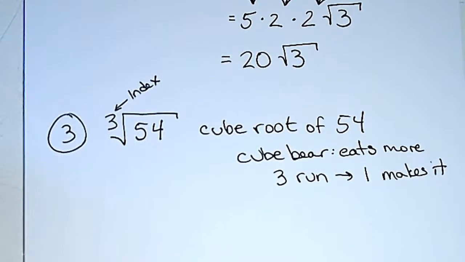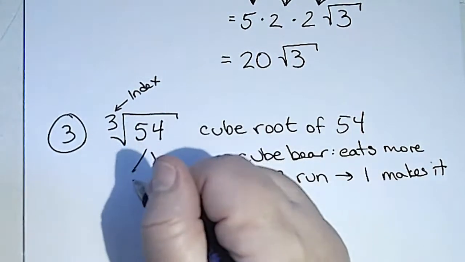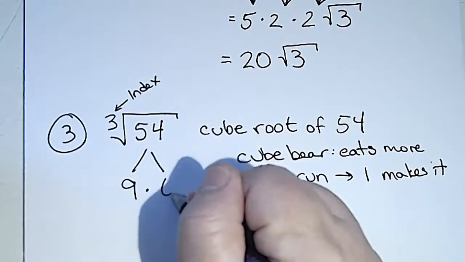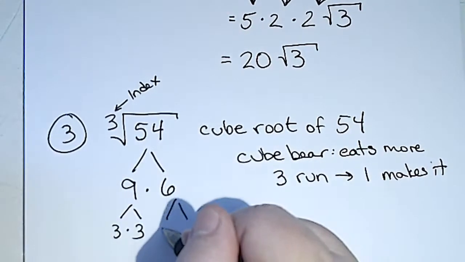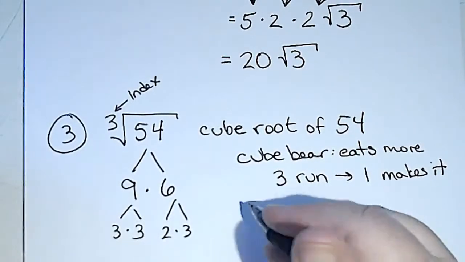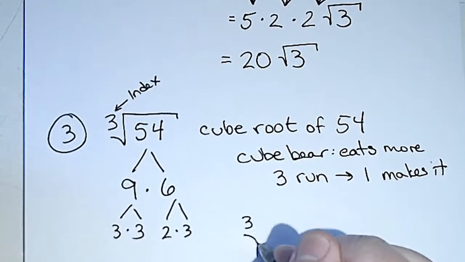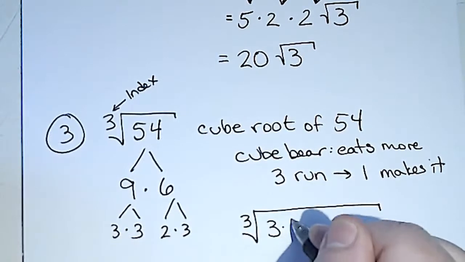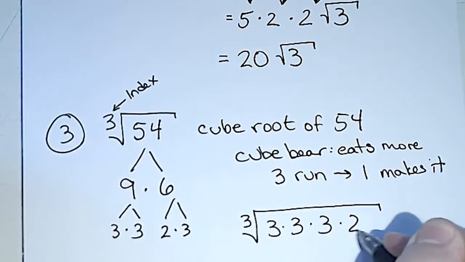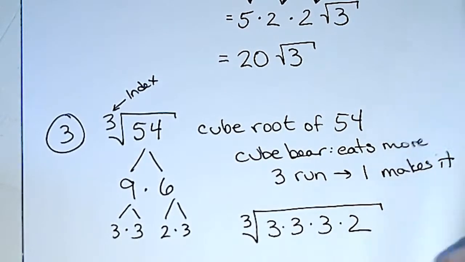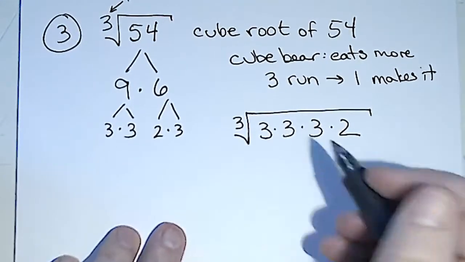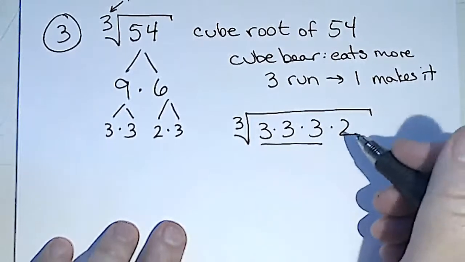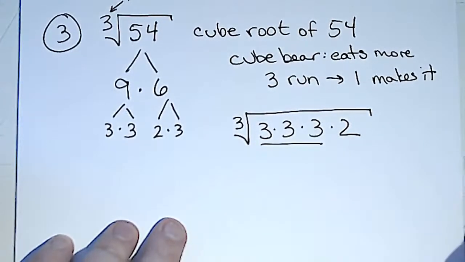Okay, so first thing, 54. Let's break it up. That's 9 times 6. 9 is 3 times 3. 6 is 2 times 3. Okay, so what I've got is the cube root of 3 times 3 times 3 times 2. Woohoo. So this is a cube root. And so 3 of these, 3 twins, or I guess they're triplets now, have to run.